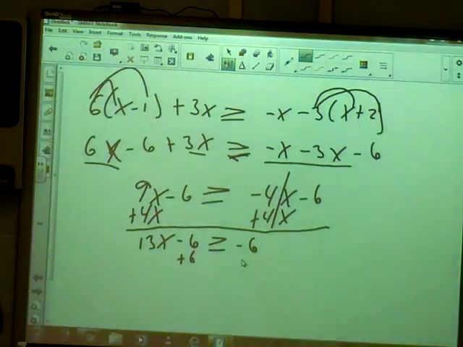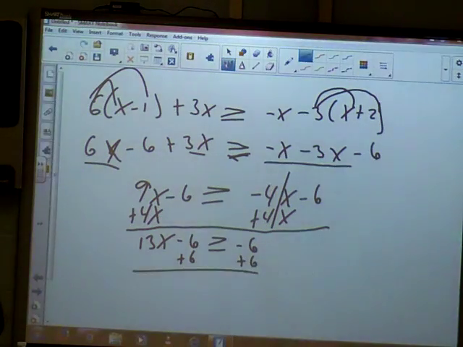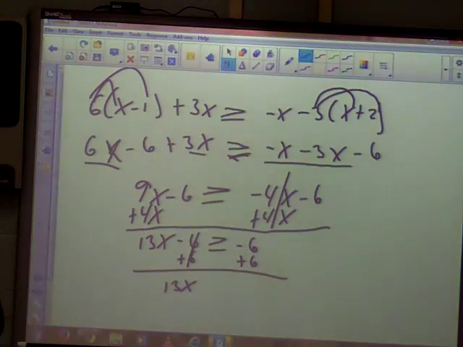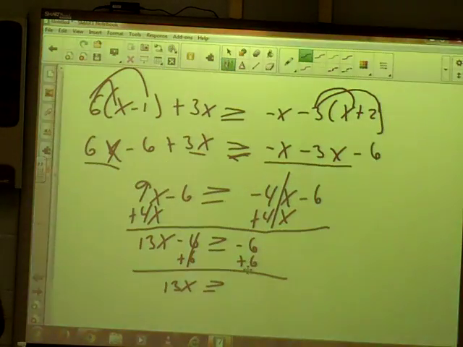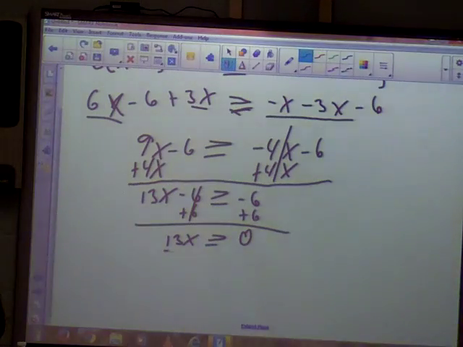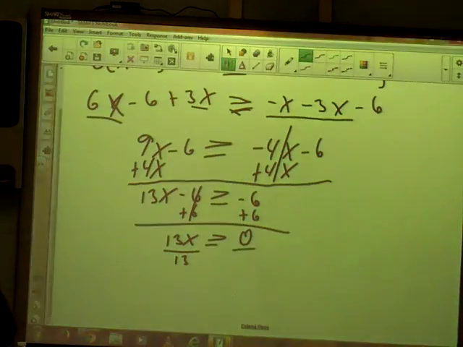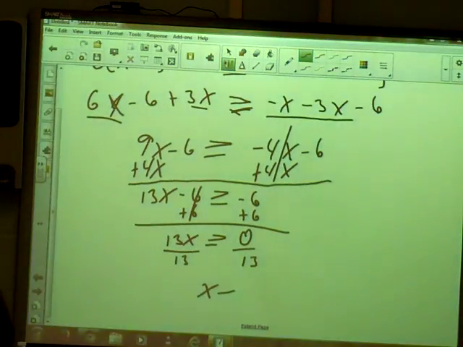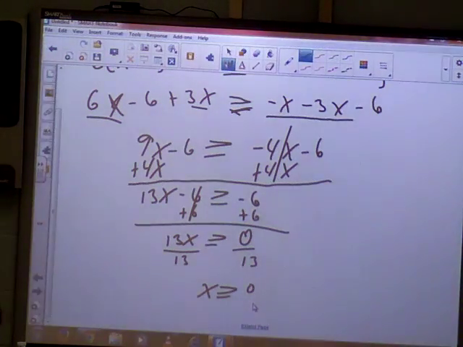Add 6. Add 6. Gives me 13x. Those 6's go away. Greater than or equal to. The 6's go away here also. But I can't just leave it off on both sides. That's a value of 0. Okay, now my x is being multiplied by 13. So I divide by 13, gives me x is greater than or equal to 0, which is a number. That's a good answer.